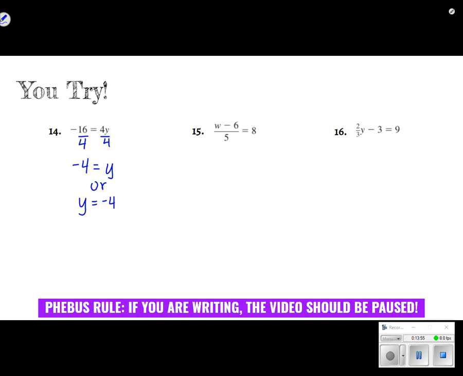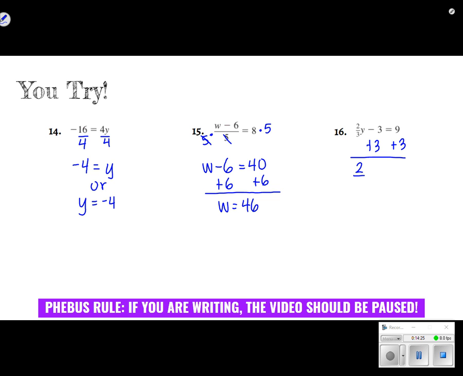All right, 15, to get rid of the divide by 5, which would probably bother most people, we're going to multiply both sides by 5. It's going to cancel out with the divide by 5. That's why we did it. W minus 6 equals 8 times 5, which is 40. We're going to add 6 to both sides because that's the opposite of subtracting 6. So W equals 46.